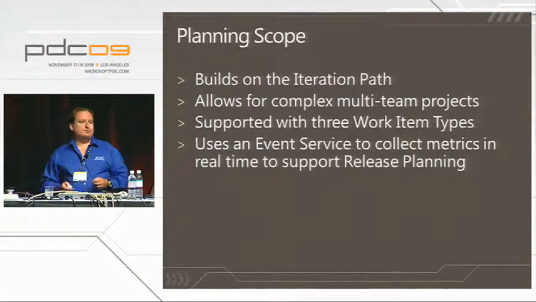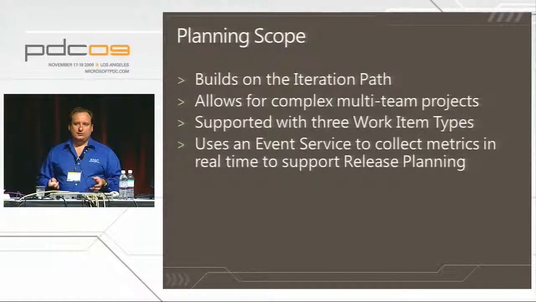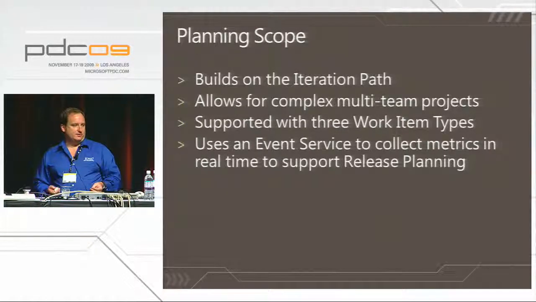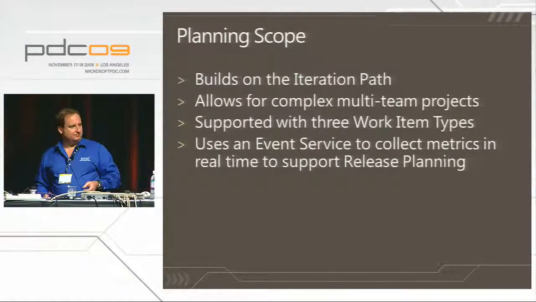So, on to multi-team support. Planning scope is what we're calling our combination of iteration paths and the work item types that support them. So it builds on the iteration path that we've got. It also allows for the complex multi-team projects, and we use our event service, which we'll show you a bit more later, to collect some metrics in real time to support meaningful release planning.